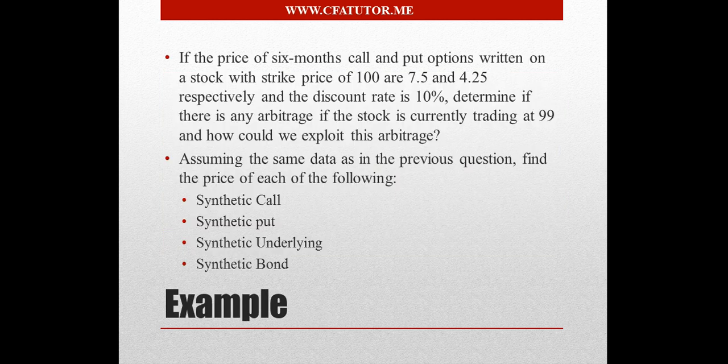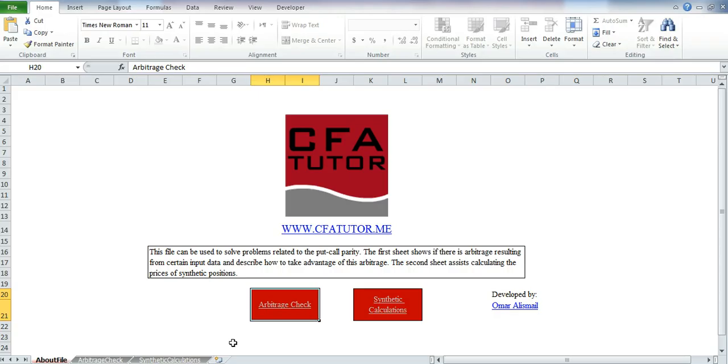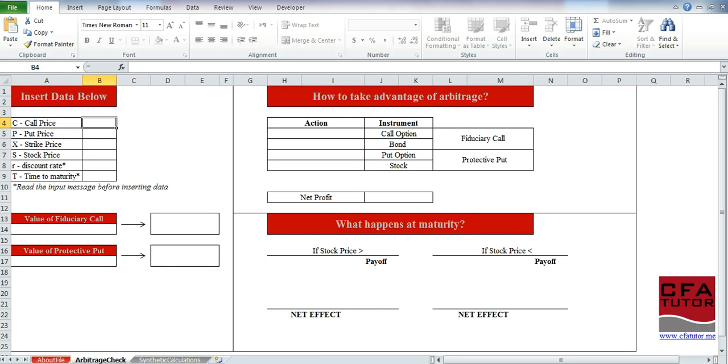So over here, let's look at an example for which we will be using the Excel sheet, and we will start with the arbitrage check. So we'll check on the first sheet to begin with.